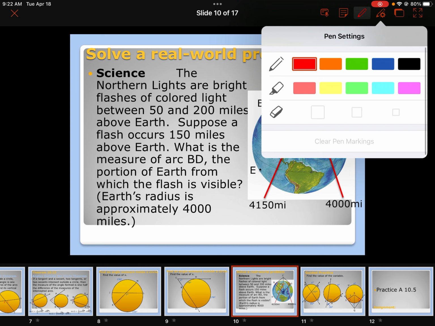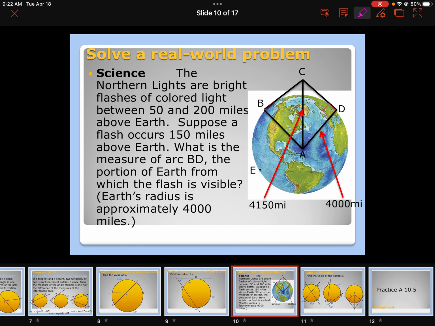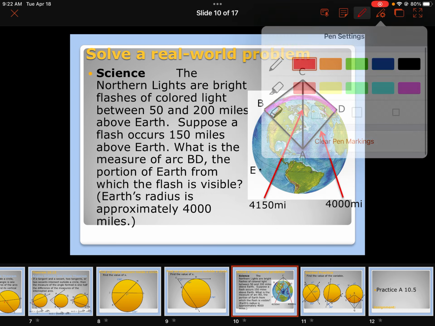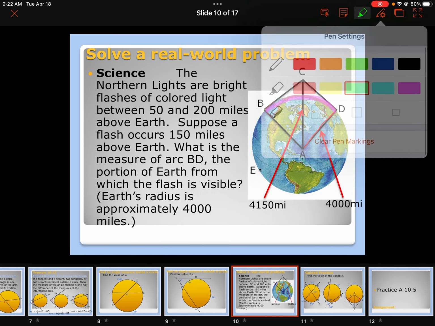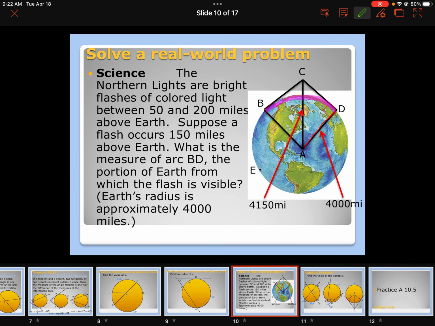Okay, so what are we looking for here? We want to find the measure of that magenta arc. And we can do that with the information given. Notice how the radius of Earth is 4,000. I'll make that red segment. And then I'll use a green segment here. Segment AC is green. That's 4,150 miles.